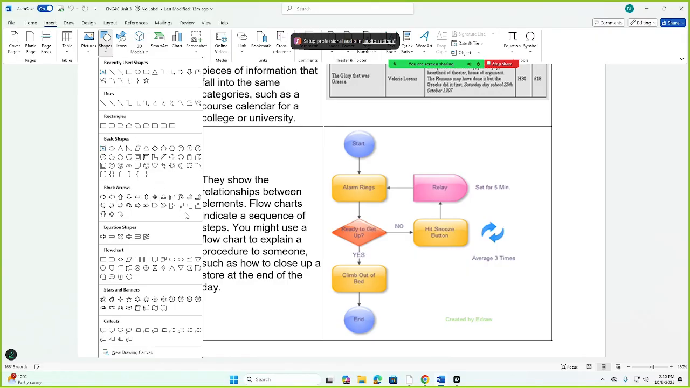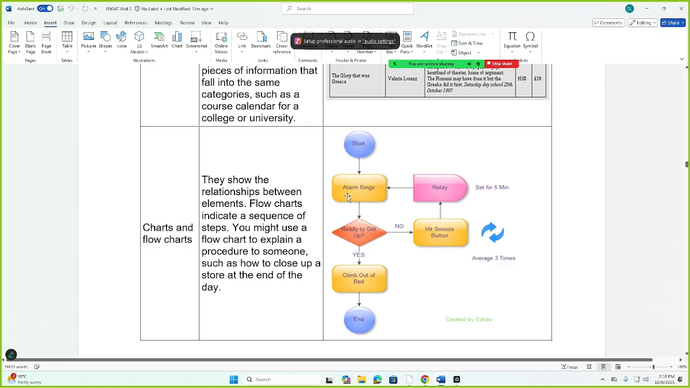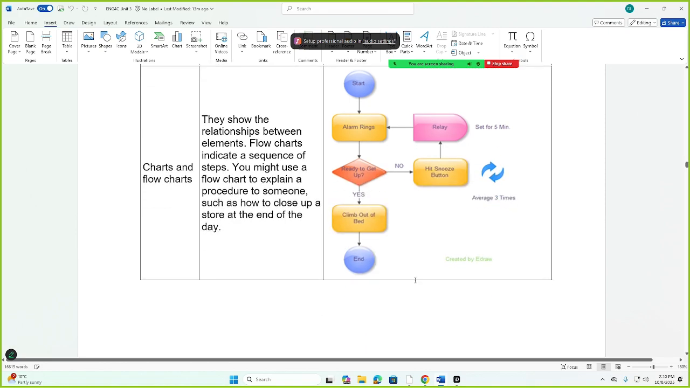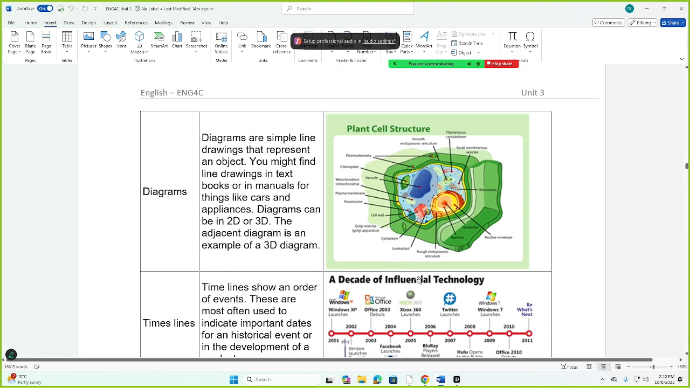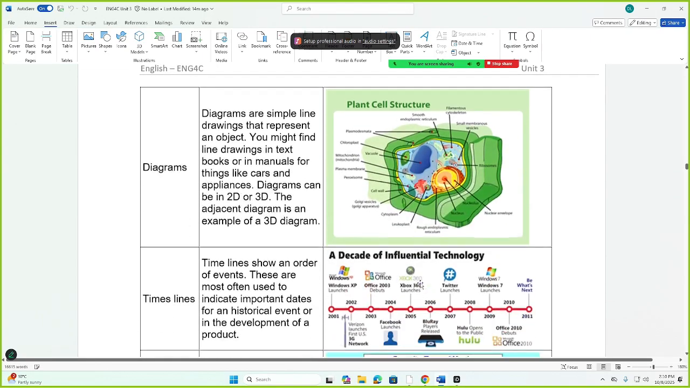We have block arrows over here, signifying direction, of course. So we're not going to actually be building these, but if you come to a time when you need to, that's how or where you would find these icons. And then we have diagrams, of course, on the next page, on page 32.